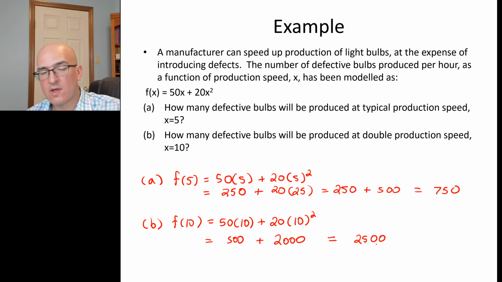In doubling the speed, we have more than doubled the number of defective light bulbs. Double of 750 is 1,500. We have 2,500. The reason why doubling the speed has more than doubled the number of defective light bulbs is that our function is a quadratic. It goes up faster than a linear function.